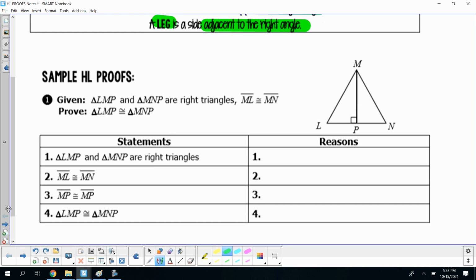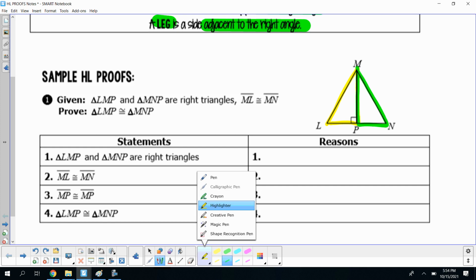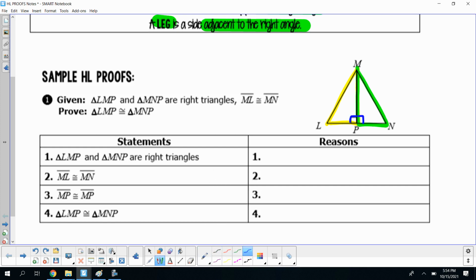Let's look at this first example. If we are given that triangle LMP and triangle MNP are right triangles, and we see that they are right triangles because right here we have our right triangle mark. We also are told that ML is congruent to MN. Okay? They want us to prove that triangle LMP is congruent to triangle MNP. And they gave us some statements and they want us to list the reasons.